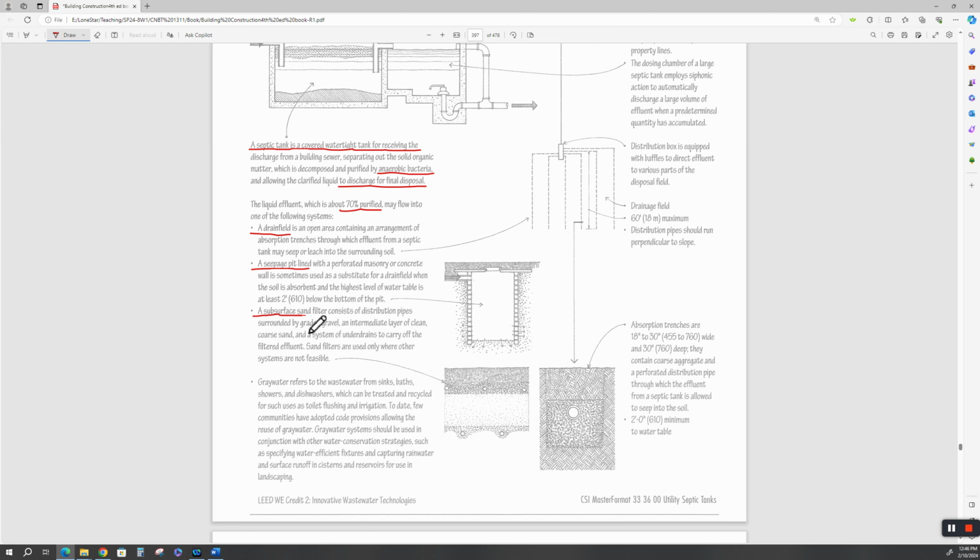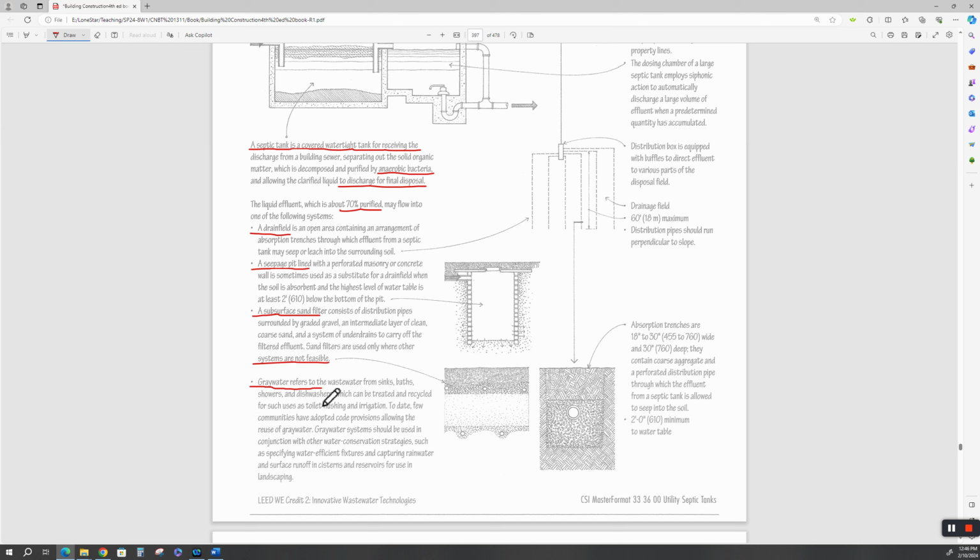It can go to a subsurface sand filter. Sand filters are used only where other systems are not feasible. All right. You have no control over what happens once it disappears down through all of this. Now we talked about, I call the stuff coming out of your toilet black water.